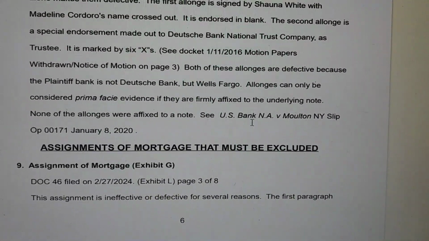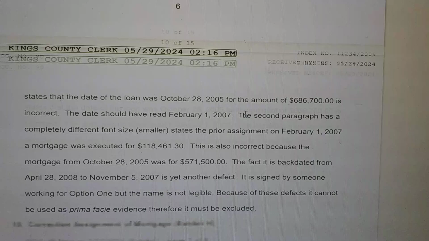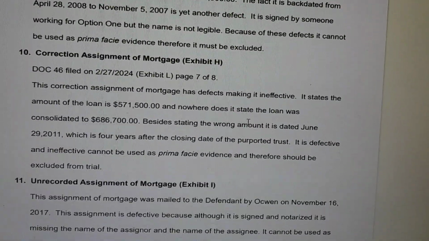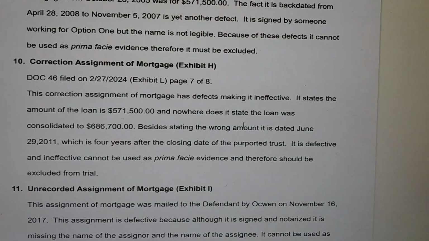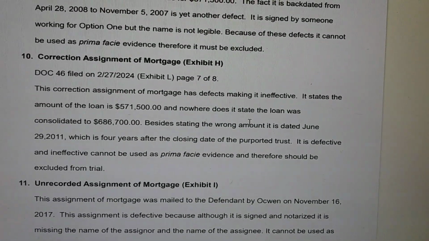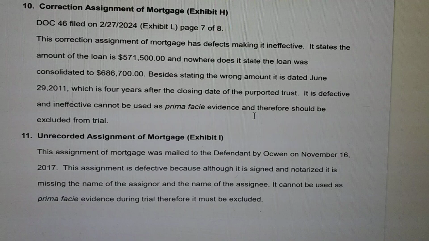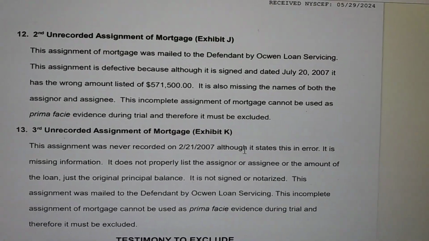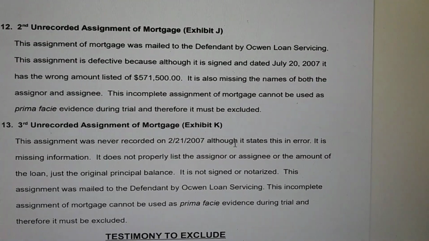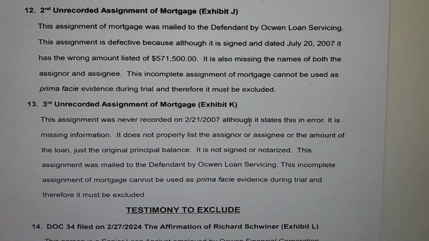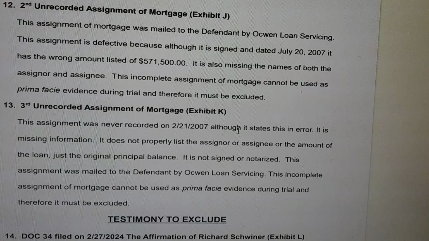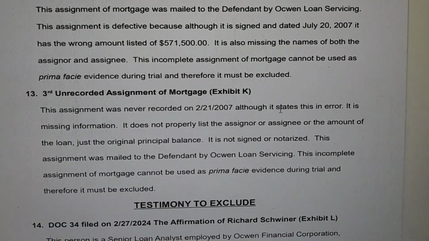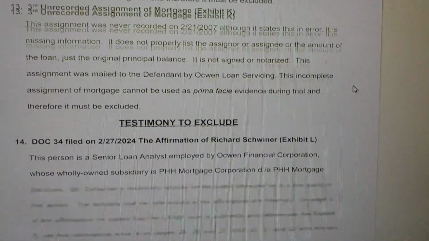And then you have the assignments of mortgage, which are defective assignments of mortgage. They have the wrong amounts, the wrong dates. Some of them we have a corrective assignment of mortgage, which has the wrong amount on it. Unrecorded assignment of mortgage. Aquin Loan Servicing sent him 3 different assignments of mortgage that were all unrecorded. They were signed and notarized, but they didn't have the assignee or the assignor, so go figure. And they didn't record them, so they're defective.